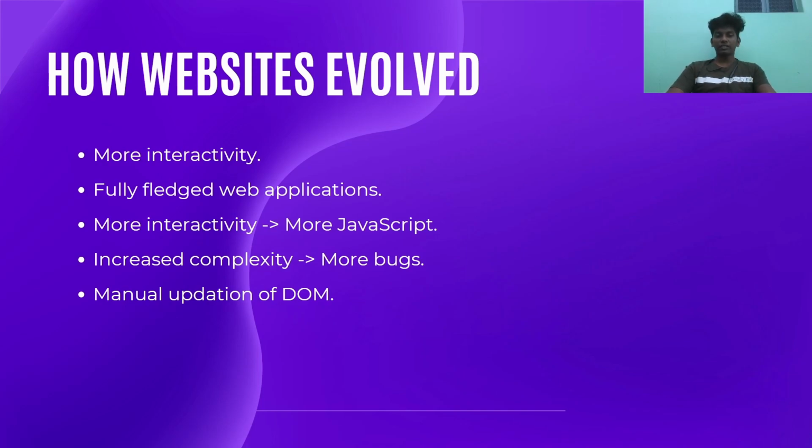And more interactivity causes more JavaScript. To add more interactivity, we started to write more JavaScript, which increased the size of the file, which delayed the time taken for the web pages to be rendered in our browser. More increased complexity, more bugs. That is, due to adding more JavaScript, the web pages become more and more complex, and due to this complexity, more and more bugs are imminent.